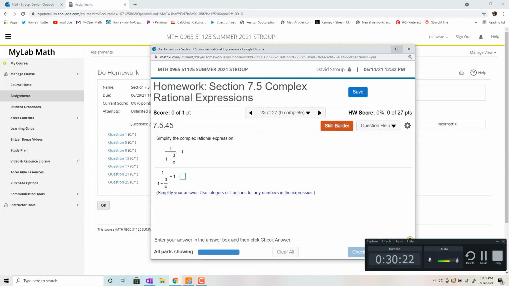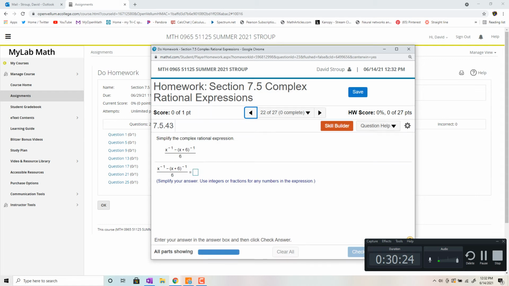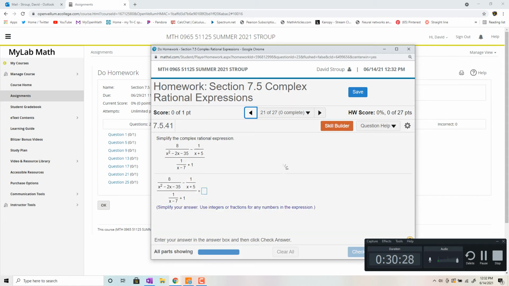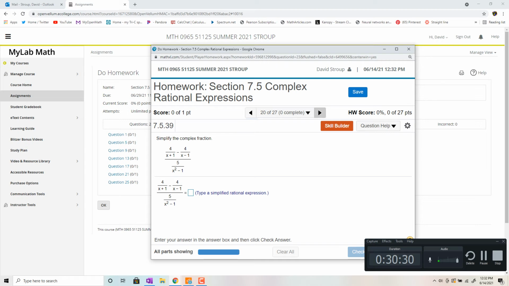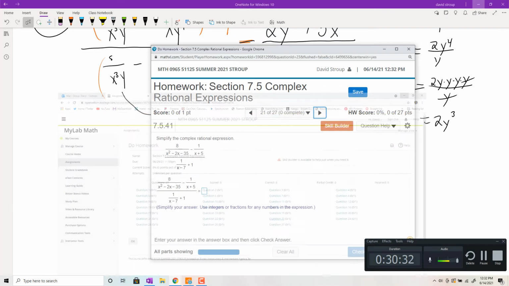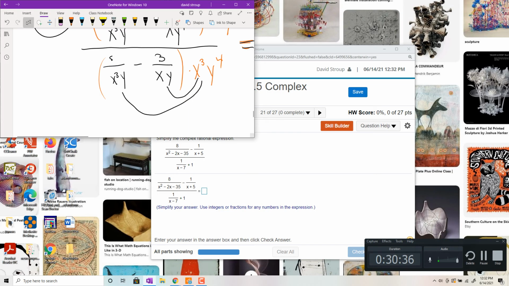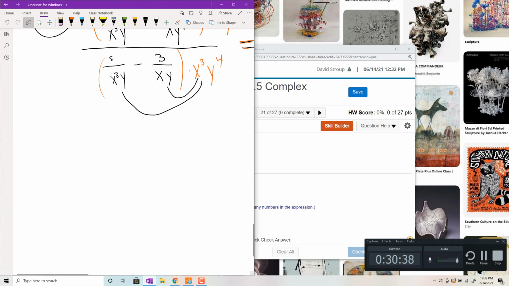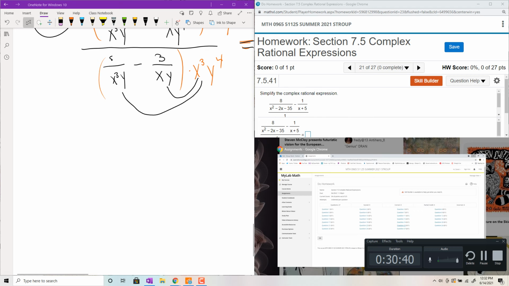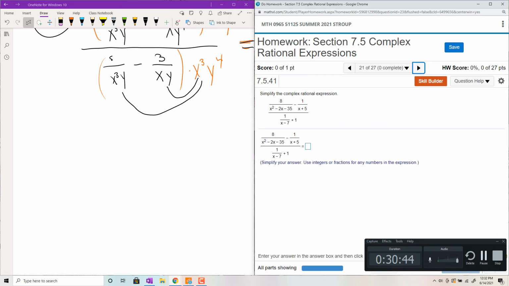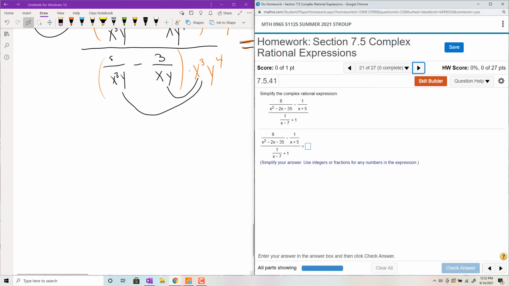Okay, so this one, we'll look at that one. I think we'll start with that one. Okay, so some more complicated examples from my math lab. Move that out of the way.